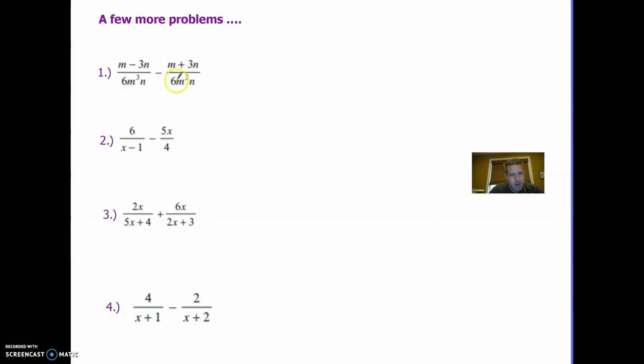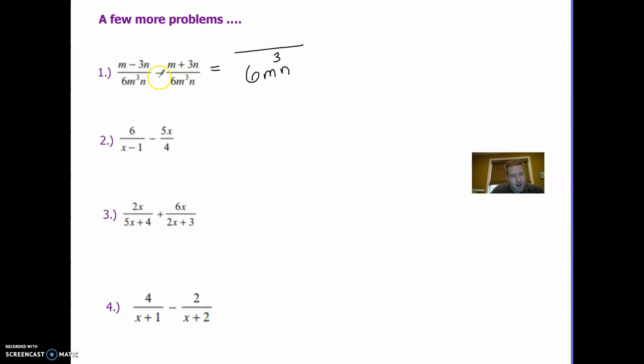All right, and we do have a few more questions here. So these questions are very similar to the one we've just done. I am going to do this last question up here because you're probably looking at it thinking, hey, there's two variables. That makes everything different. Well, no, it doesn't. Keep in mind the denominators are already the same, so 6m cubed times n. You're going to do the exact same process. You're going to take whatever's over here and you're going to subtract whatever's here.